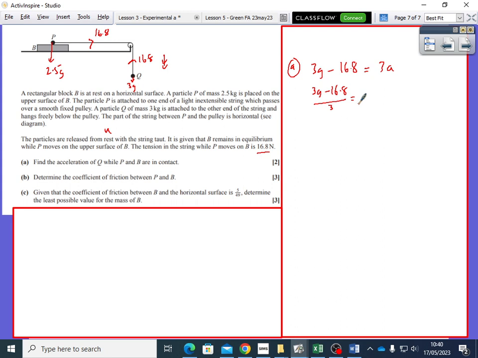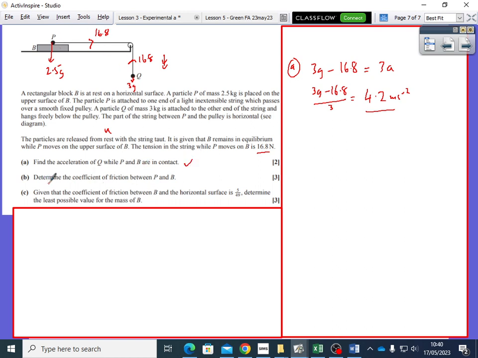Just quickly grab my calculator. So that will give me 3 times 9.8, take away 16.8, over 3 equals 21 over 5. That's going to give me 4.2 meters per second squared. Okay, so that is the acceleration whilst it's in contact.